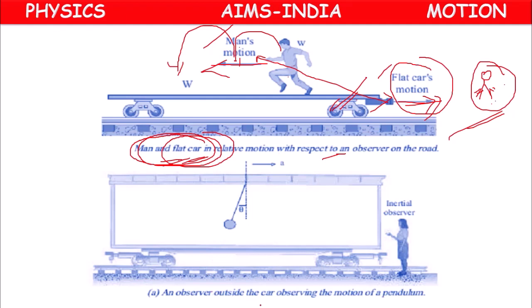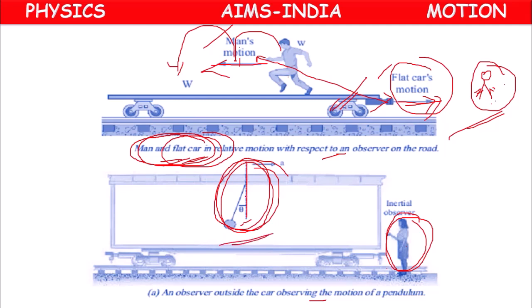Next. Here one observer is outside the car. Suppose a pendulum is there. If the pendulum is fixed, what will he do? He will observe only the motion of the pendulum, because it is fixed at one place. But here, as the car is moving forward and the person is moving backward, he will observe the relative motion of the man.